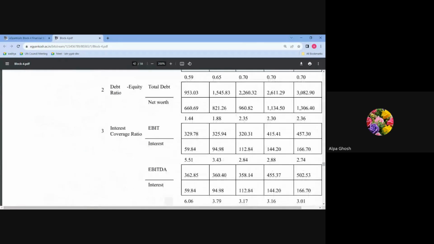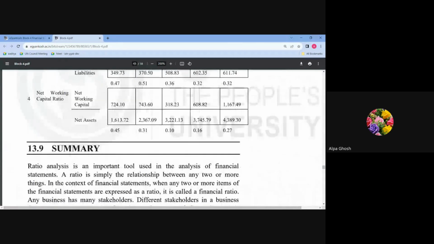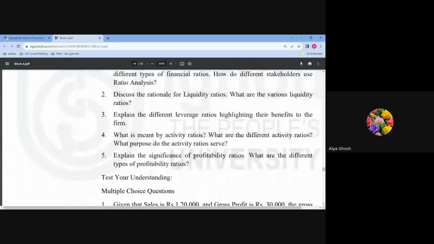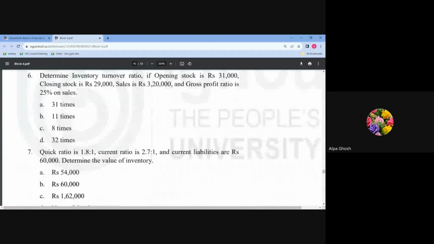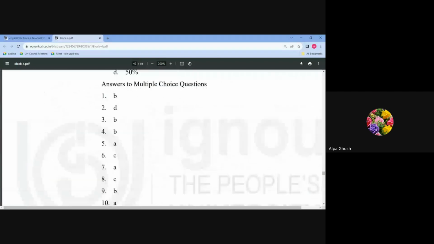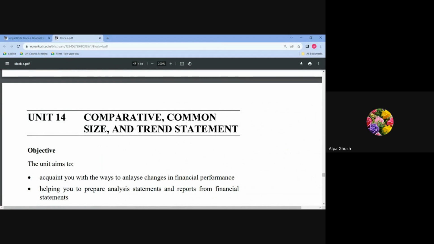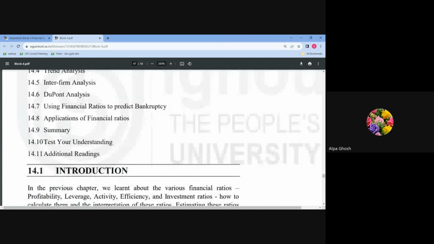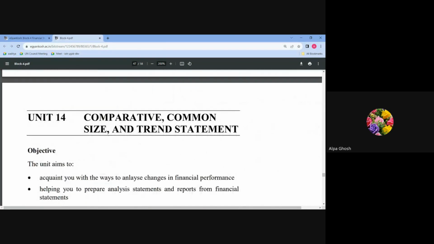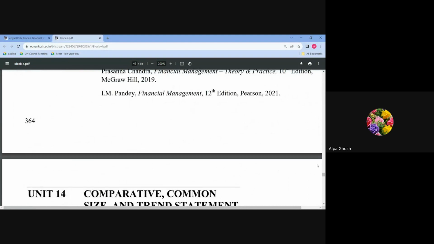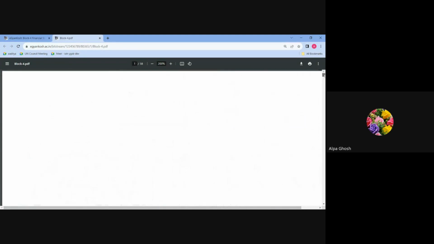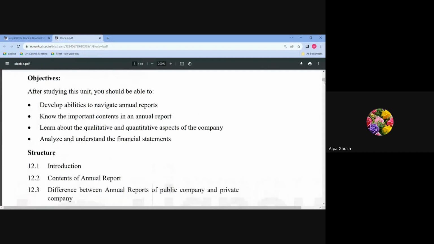After understanding the ratios, we will have the keywords, and the last chapter is related to comparative, common size, and trend statement. Again, when we talk about comparative, common size, and trend statement, it is related to your more theoretical part. So this is what we are going to have. We have three chapters. So let's start with the first one. The first one is understanding the annual report.